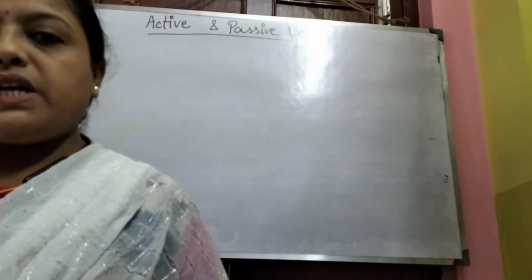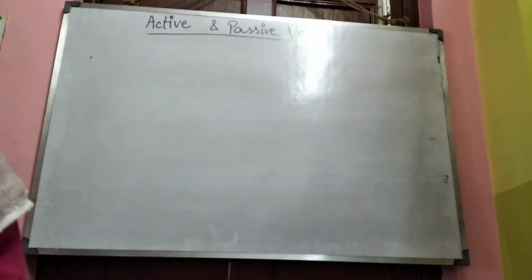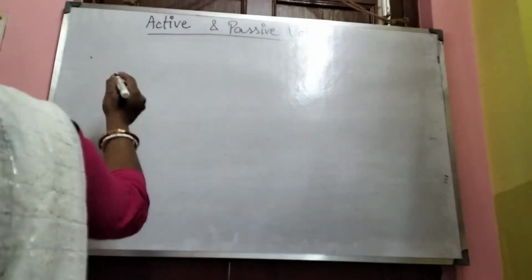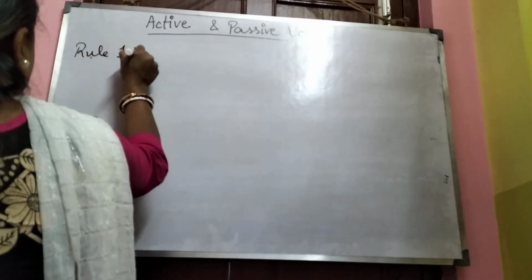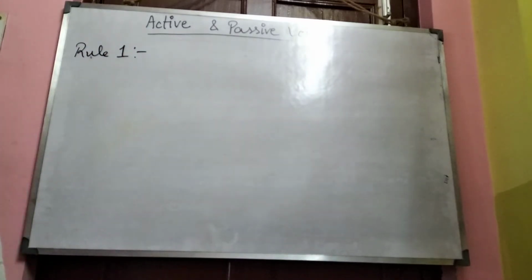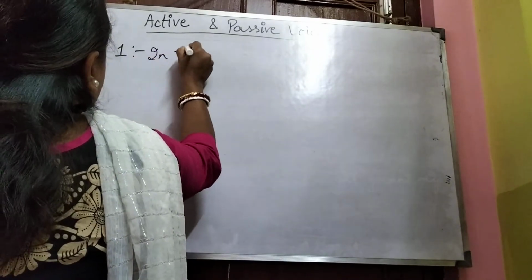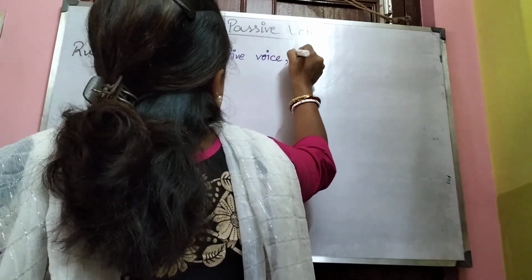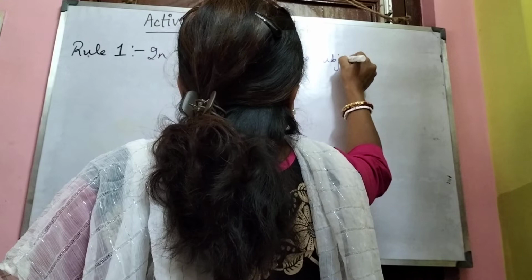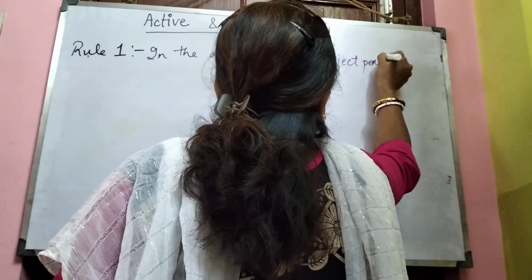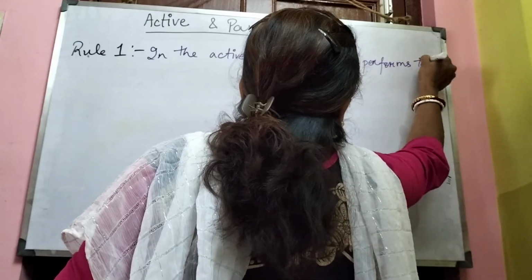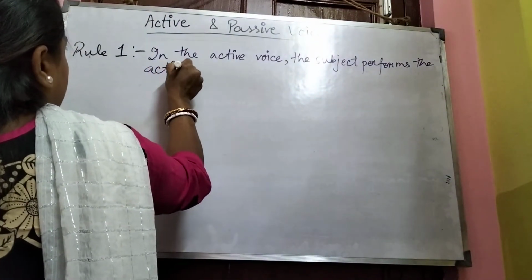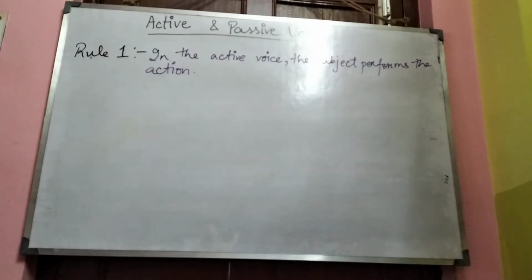So first, the basic rules of active and passive voice that we will do. There are 6 basic rules of active and passive voice. So the first rule is: in the active voice, the subject performs the action. So this is the basic rule. In rule 1, in active voice, the subject performs the action.